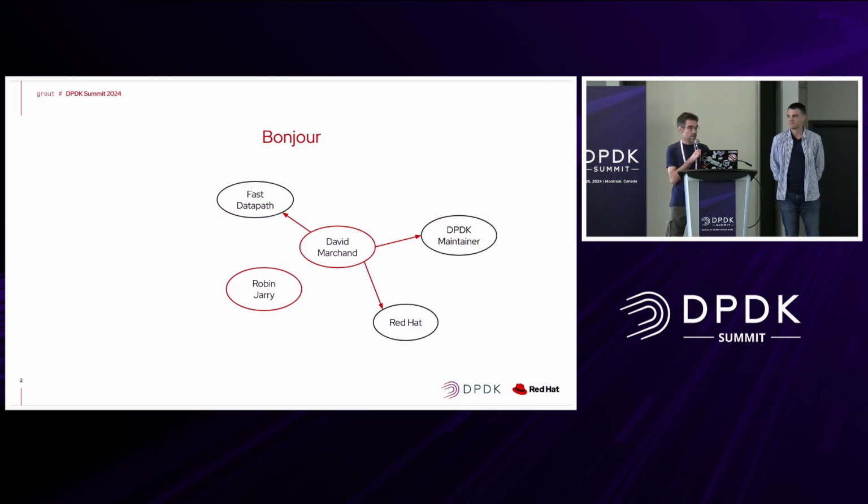My name is Marchand. I'm working on DPDK as a maintainer, but in Red Hat I'm working on fast data. Fast data path, which is actually OVS DPDK, which is used in Red Hat products like OpenStack and maybe OpenShift too.